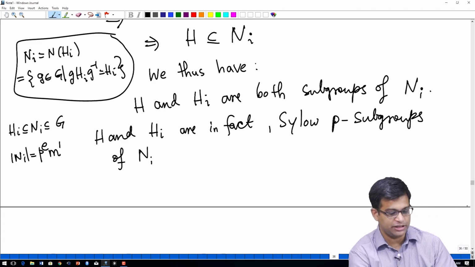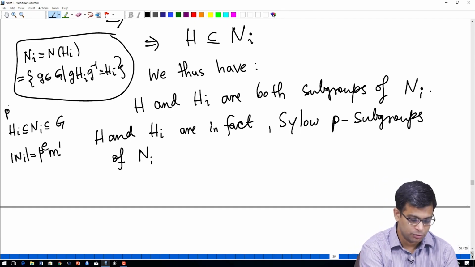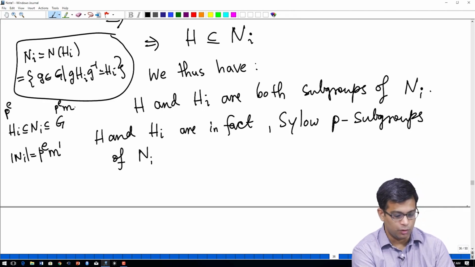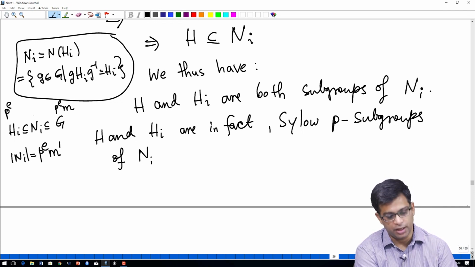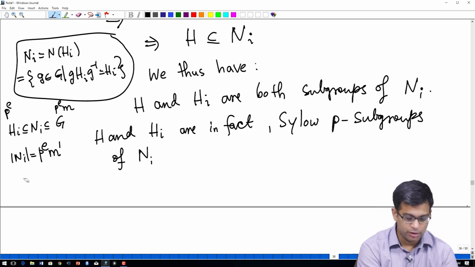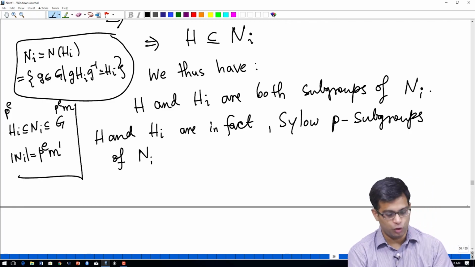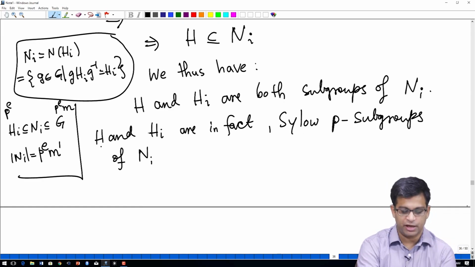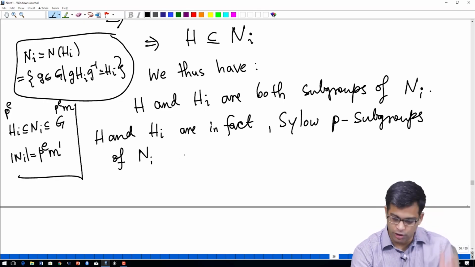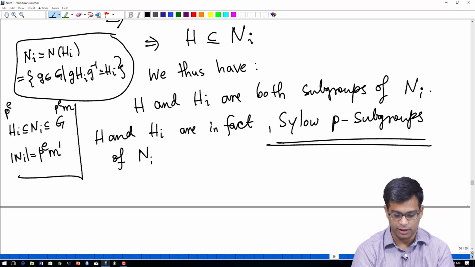So, H has order p^e, and G has order p^e m. So the order of N_i must be divisible by p^e by Lagrange's theorem, and in turn it must divide p^e m. So it must be p^e times some m'. So the Sylow p-subgroups of N_i are subgroups of order p^e. H and H_i, remember, are subgroups of order p^e. They are both subgroups of N_i and they both have order p^e. So they are both Sylow p-subgroups of N_i.